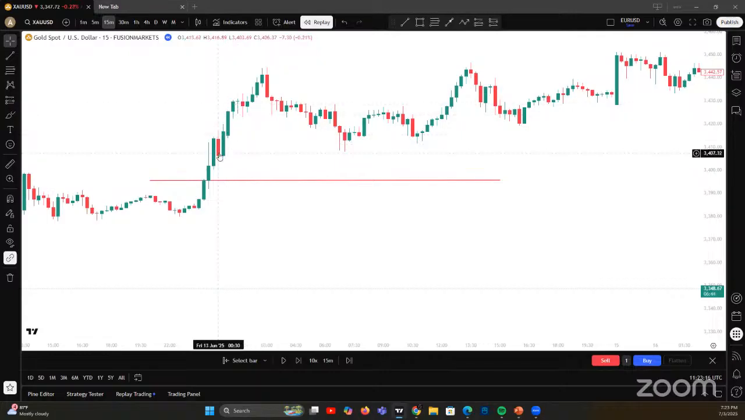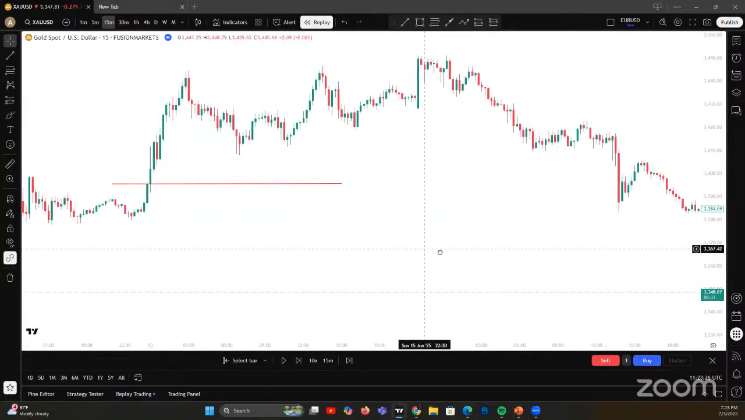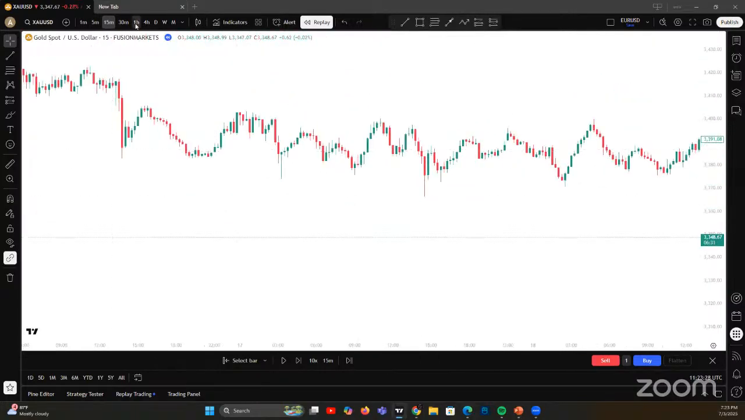When you see a red candle like that on the higher time frame, then you will see this is the signal to buy from the upside. And it goes on with the bearish one as well.